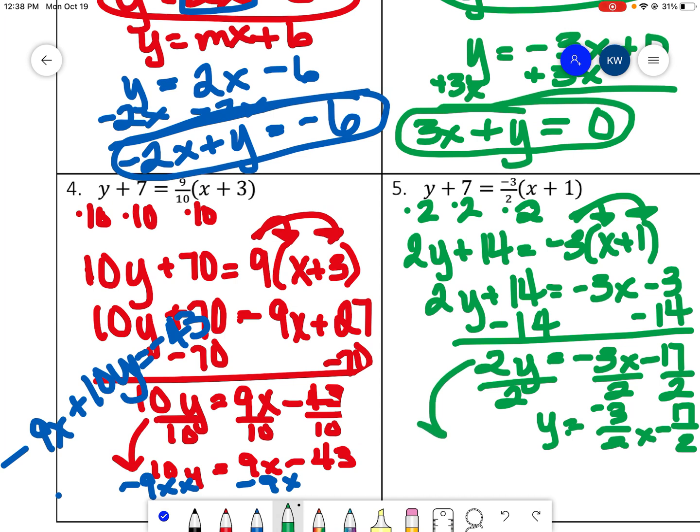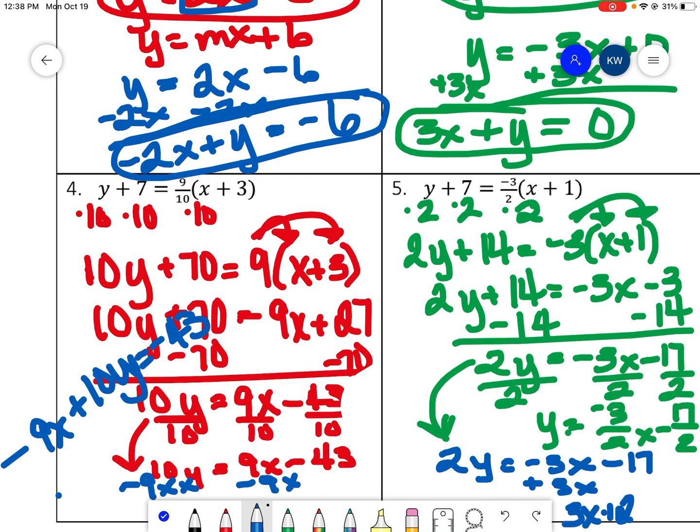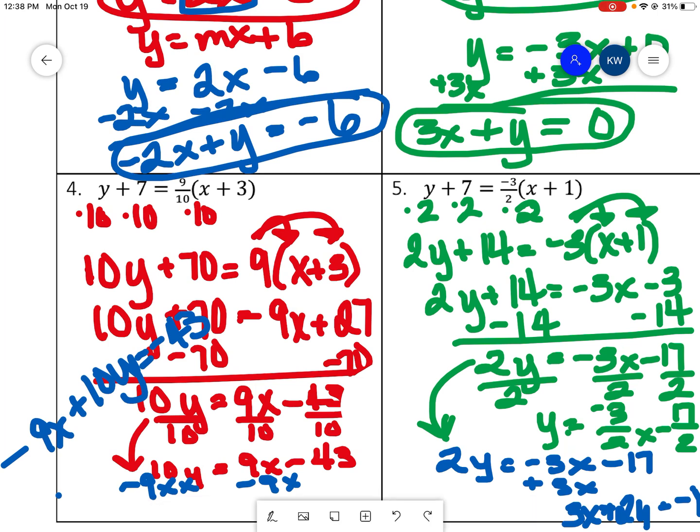And you go back from this one to y equals negative 3x minus 17. Opposite of negative 3x is positive 3x. Our final answer is 3x plus 2y equals negative 17. You try the last one on your own.